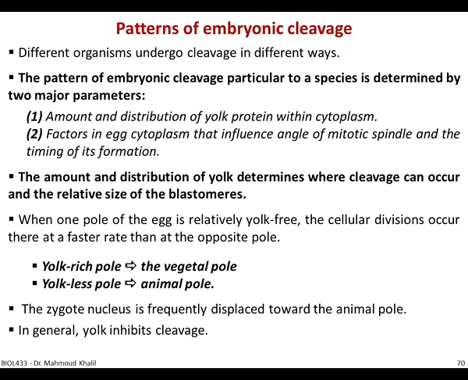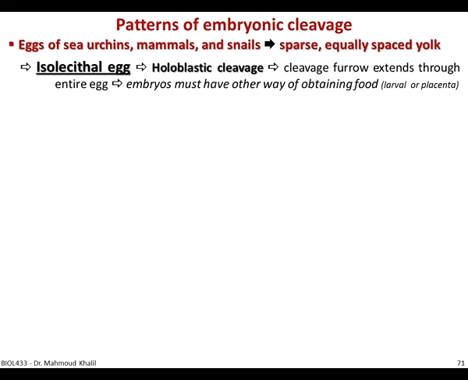Yes. So since the amount and distribution of yolk is very important in determining the pattern of embryonic cleavage, we need to understand the different types of egg. The eggs of sea urchin and mammals, ourselves, and snails have equally spaced yolk, with a very small amount of yolk. This type of egg is called isolecithal egg. Lecithal means yolk and iso means equal, so it is an equal distribution of yolk material, which is very little.